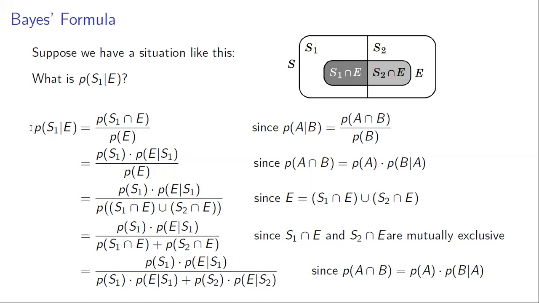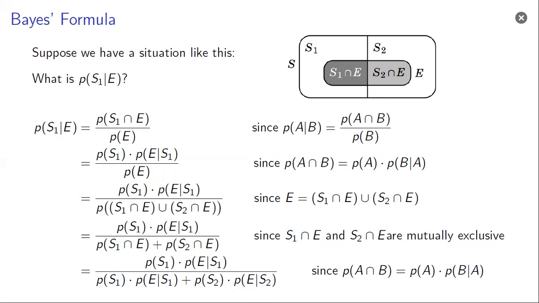So this here is Bayes' formula, right? Probability of S1 given E is this. That is Bayes' formula. Now it looks scary, but it's not so strange. What we have here is this thing, which is repeated here exactly, plus the same thing for S2.